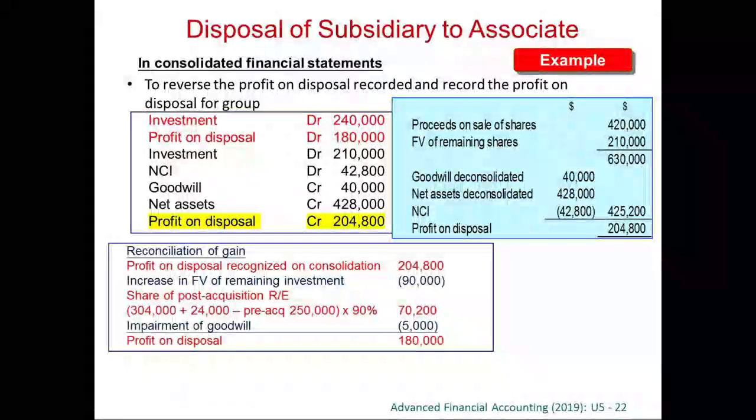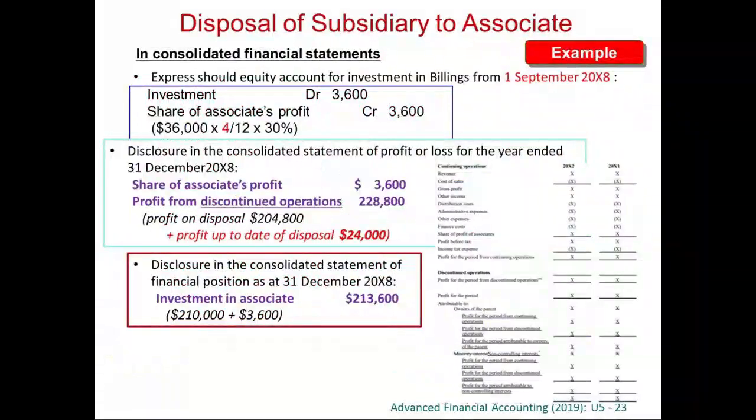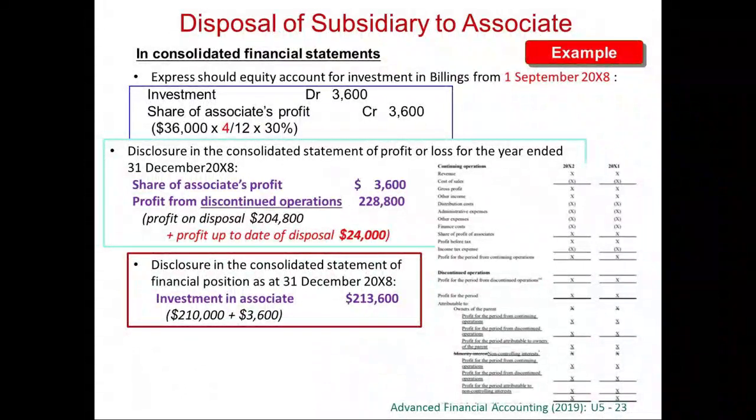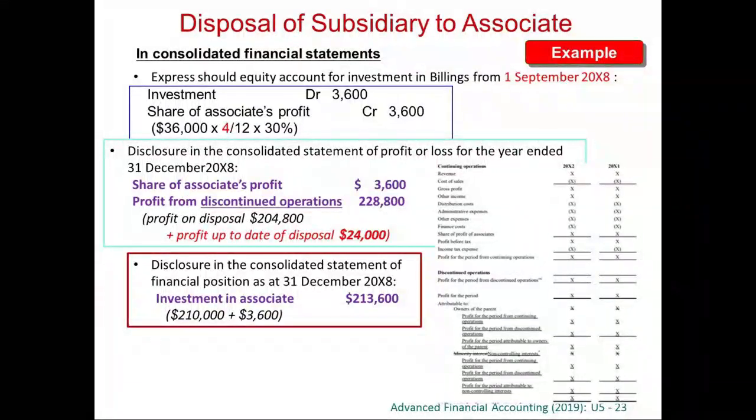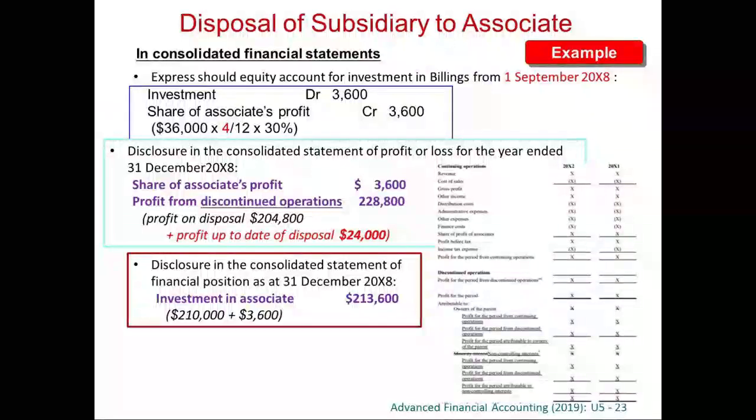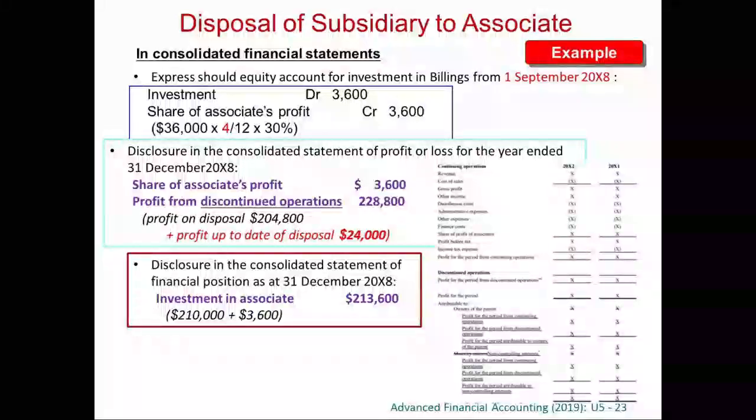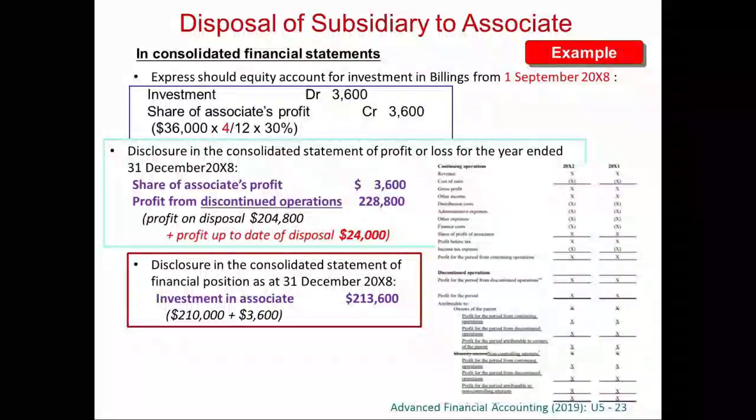This is not the end of the story. This is only the situation on 31st of August, right? Still, we got 4 months to go. So, equity method for the remaining 4 months. We don't have the exact profit for the 4 months, so therefore we calculate by pro rata basis. The profit for the year is 36,000. 4 months out of 12 months, and you can share it as a 30% associate. So this is a 30% associate. Therefore, you debit investments, you credit share of profit, 3,600.